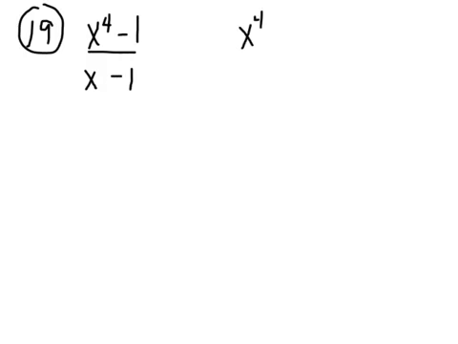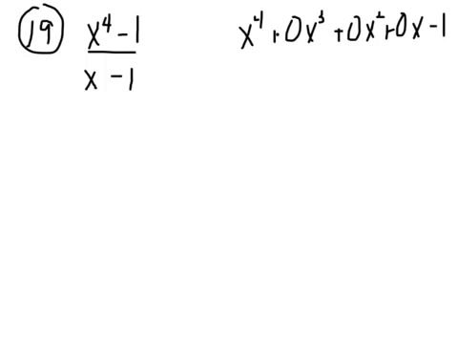So I need to write down x to the fourth plus 0x cubed, so you fill in a 0 for any exponent that's missing. You can't do the division if you don't do this. It's missing the cube term, the square term, the x term, and then I've got my constant.